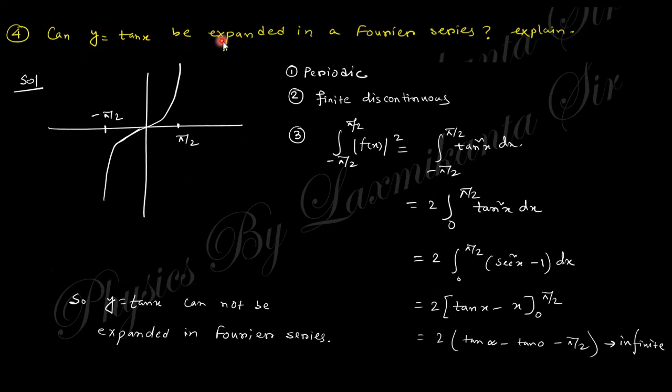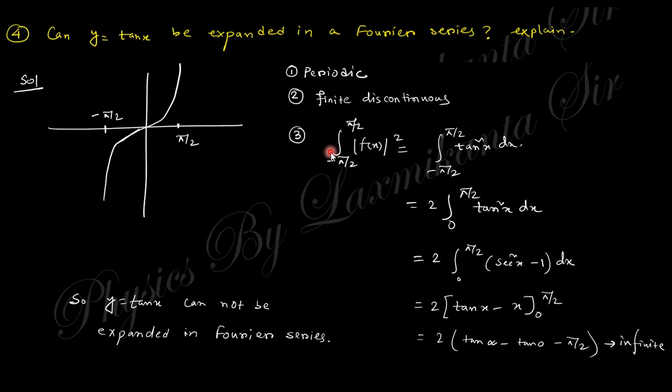Can y equal to tan x be expanded in the Fourier series? This will be the question. You can see this is a continuous function, no problem. This is periodic. The tan function is also a periodic function, right? And there is a finite number of discontinuities. You can see there are only 2 discontinuities within this interval. Now these two conditions are satisfied, but there is another property, that is the Dirichlet condition.